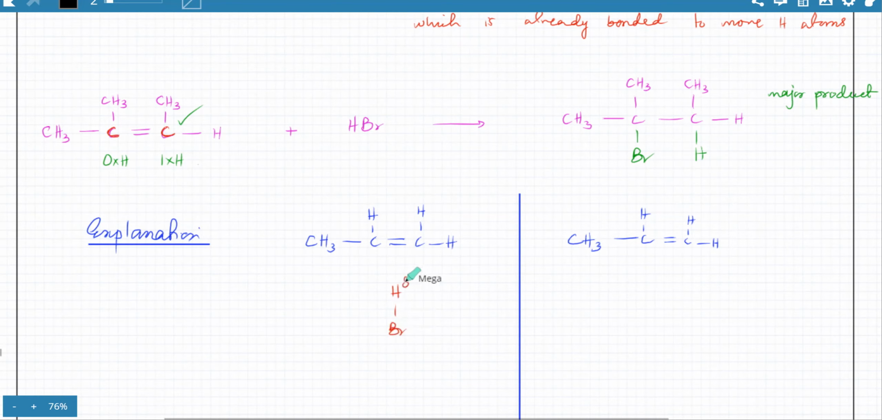The H is positive, and the Br is partial negative, and the electrons in the bond over here. The positive H would attract the electrons from the double bond, and the Br is going to get repelled because the H would get attracted to the double bond, and the Br is negative. It's going to get repelled. So that's the first step. That would happen to the other one as well. So the Br breaks off.